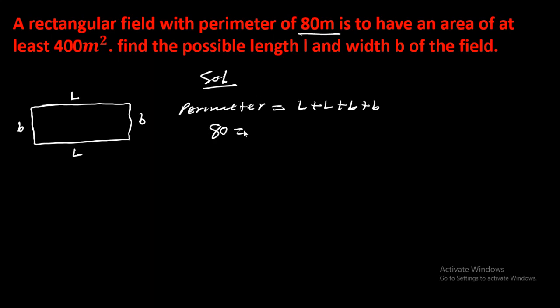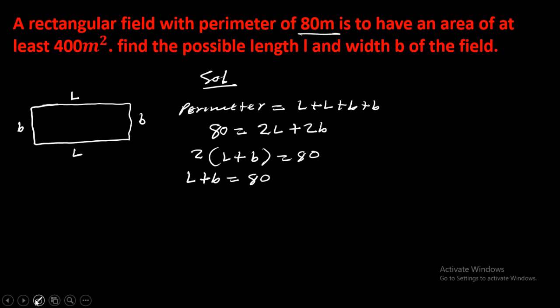So 80 is equal to 2L plus 2B. So when you work out, this can be factorized. So 2 outside, and then you have L plus B, and then is equal to 80. When you divide throughout by 2, this will give you L plus B is equal to 80. And then you can make B or L the subject of the formula. So in this case, I'll make B the subject of the formula.